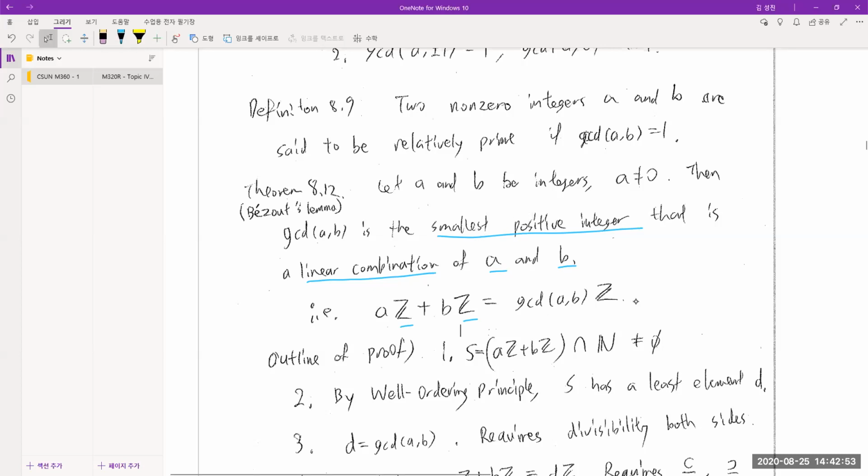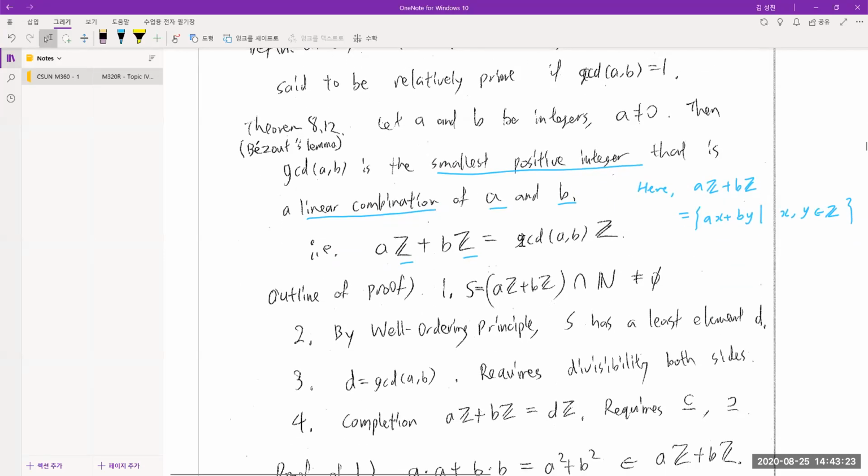multiplied by integers Z. So note that here, AZ plus BZ, this plus notation means the collection of all integers of this form: A times an integer, B times an integer, with the addition. Bézout's lemma will eventually prove that this set equals the set of all multiples of the GCD of A and B.